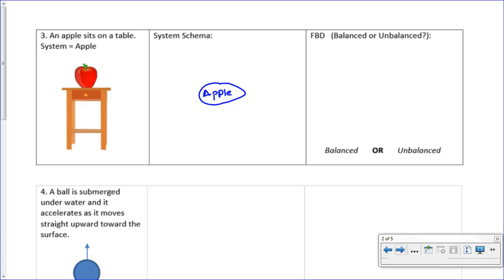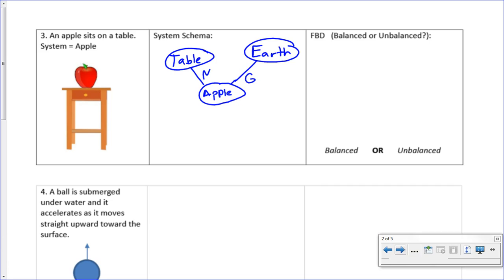Okay, and then it's sitting on a table, so the table will be an object there. That interaction is a normal force because it's got two surfaces in contact. All right, and then there's going to be the Earth as well. That is a gravitational force. And that's all we got actually on this one.